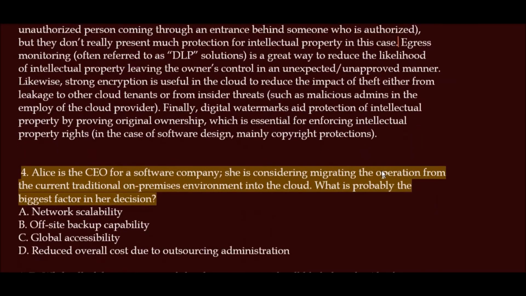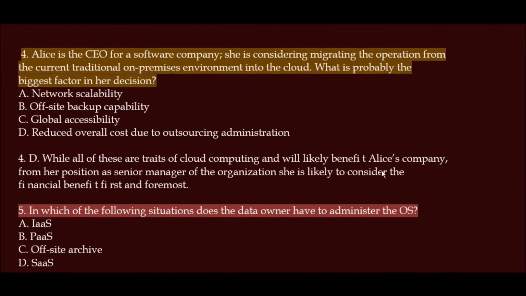Okay, now next question. Alice is the CEO of a software company. She is considering migrating the operation from the current traditional on-premises environment into the cloud. What is probably the biggest factor in her decision? Option A, network scalability. Option B, offsite backup capability. Option C, global accessibility. And option D, reduced overall cost due to outsourcing administration.